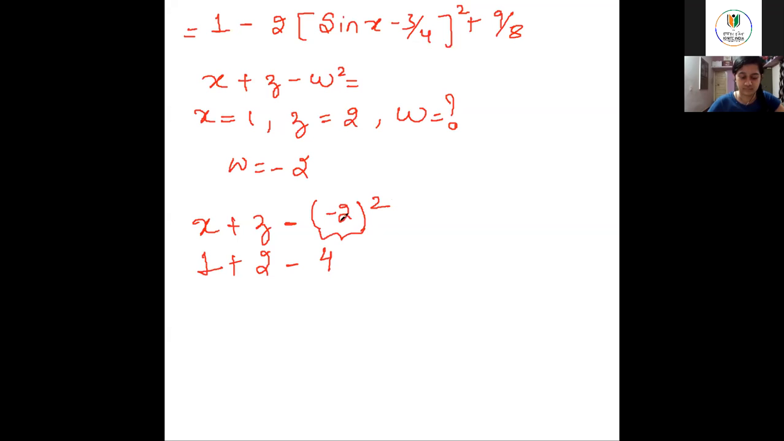You will not get any higher value. On the other hand, if you take w to be positive, then it will only decrease the function. Why? Because it's a whole square. What does a whole square do? Negative will become positive. If it is already positive, then there is a negative outside.